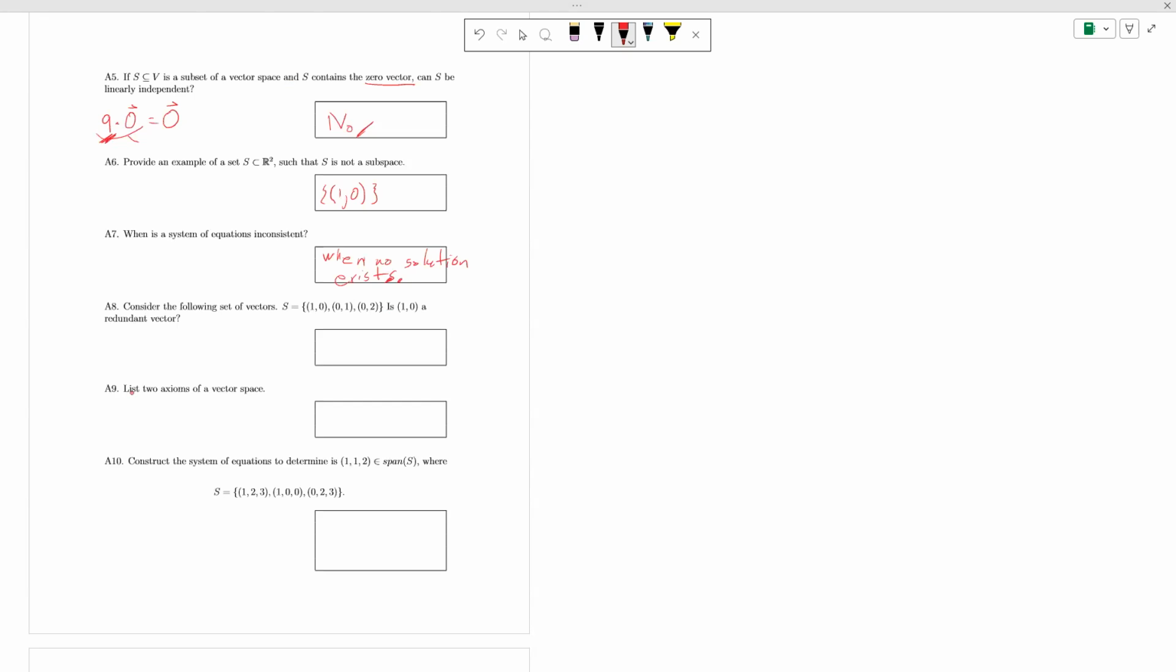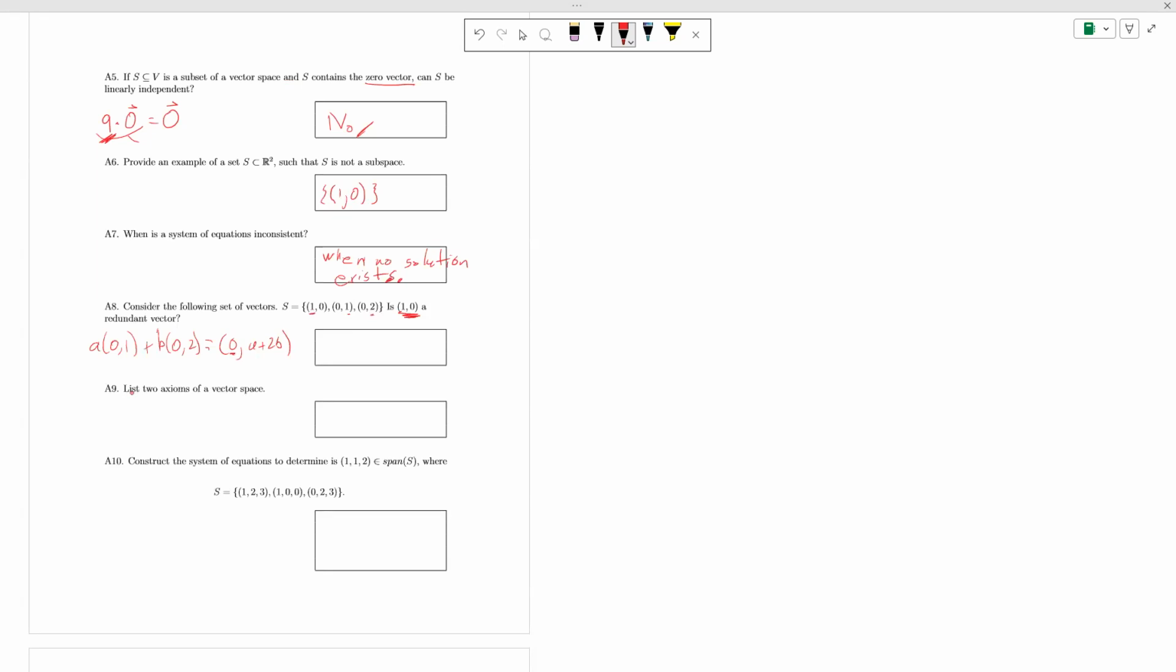Okay. Now, A8, we consider the following vectors. And we're asking, is (1, 0) a redundant vector? If we look in this set, (1, 0), (0, 1), and (0, 2). Well, any combination of (0, 1) and (0, 2) will only have non-zero entries in the second entry. The first entries will always be 0. If I look at a(0, 1) plus b(0, 2), this equals (0, a plus 2b). So it'll always be 0 in the first and then numbers in the second.